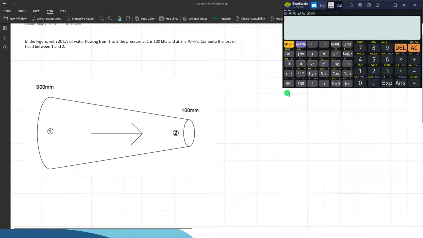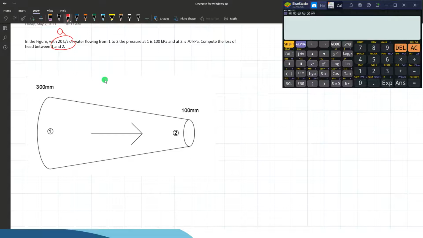Okay, next problem. In this figure, we have the same given dimension of the reducer from 300 mm to 100 mm diameter. Only that we have a given discharge Q of 20 liter per second. So the pressure at point 1 is 100 kilopascal, and at point 2 we have 70 kilopascal. Compute the loss between 1 and 2, head loss. So the required here is the head loss.